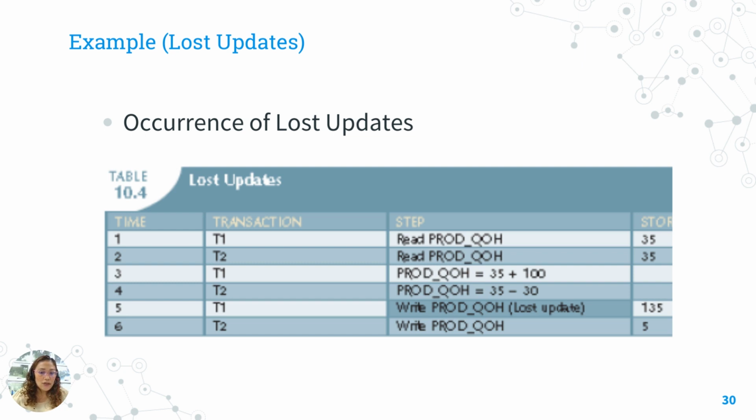So what will happen? 35 plus 100 gives us 135. But when transaction 2 sold 30 units, it deducted the 30 units from the original value of product quantity on hand, which is 35, not the updated one that has been added with 100 units. So when transaction 2 has finished, the stored value for product quantity on hand will be 5. So the adding of 100 units is considered to be the lost update, this 135 part here. So that's how lost updates occur.